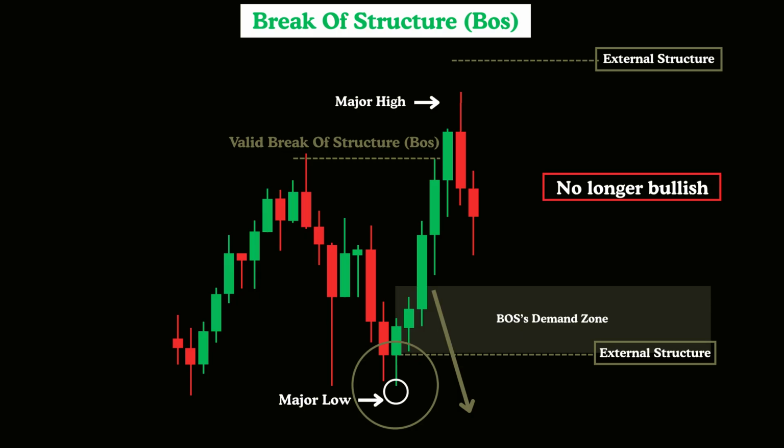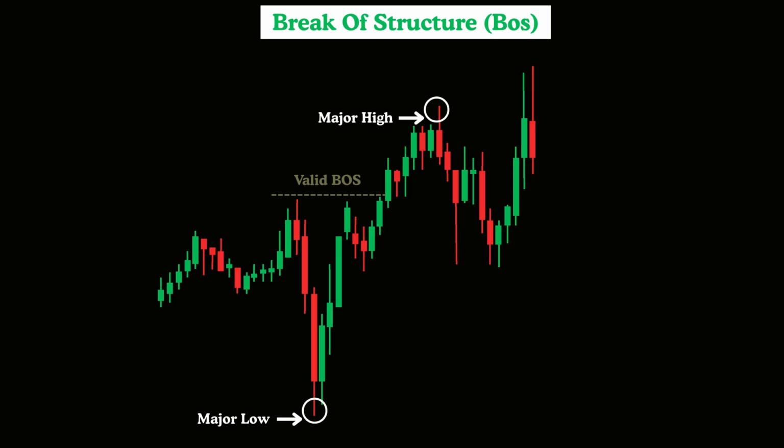Instead, that movement is considered an internal fluctuation within the existing trading range. To confirm a trend reversal or change of character, CHOCH, in such a case, we wait for price to break the major low at the extreme, not just an internal high.